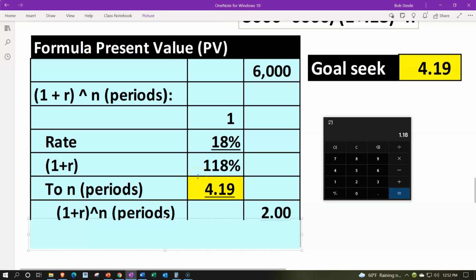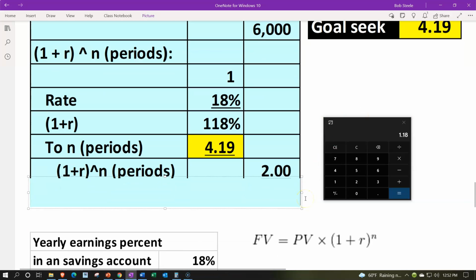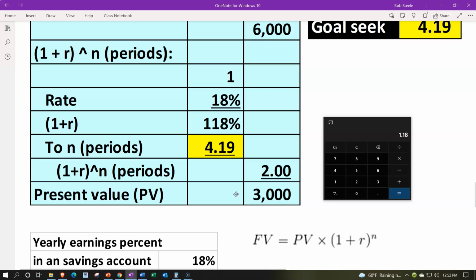Then we take the 118% to the power of 4.19 about, and that will give us our 2, in this case, that being the answer. And then we got the numerator and the denominator in the outer column, 6,000 divided by 2, giving us then the 3,000.